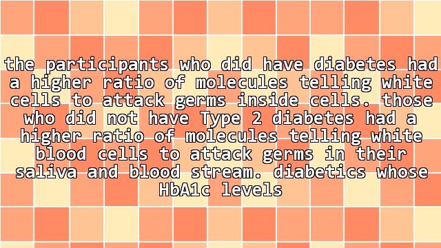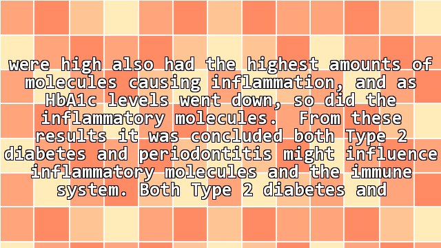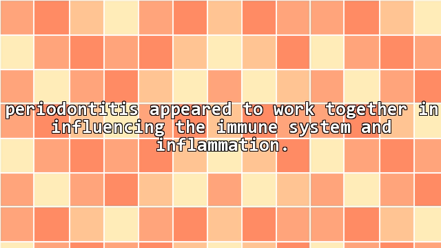Diabetics whose HbA1c levels were high also had the highest amounts of molecules causing inflammation, and as HbA1c levels went down, so did the inflammatory molecules. From these results it was concluded both type 2 diabetes and periodontitis might influence inflammatory molecules and the immune system. Both type 2 diabetes and periodontitis appear to work together in influencing the immune system and inflammation.